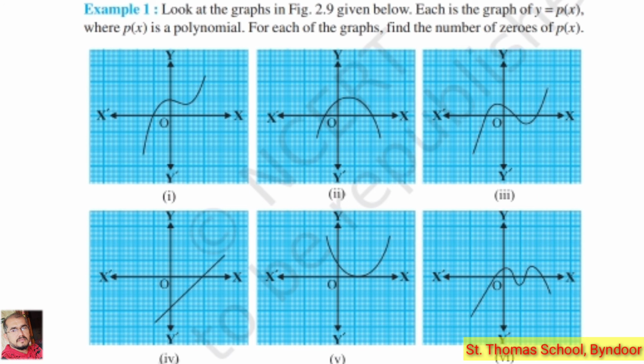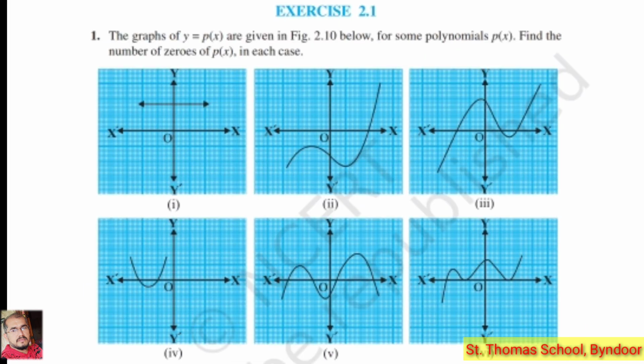Now I will explain exercise number 2.1. In this exercise, for the graph of y equals p of x, there are 6 questions. In each, we can identify how many zeros we are getting. The first one is a line parallel to the x-axis. That line does not pass through the x-axis. So there are no zeros. It means no zero. Okay.